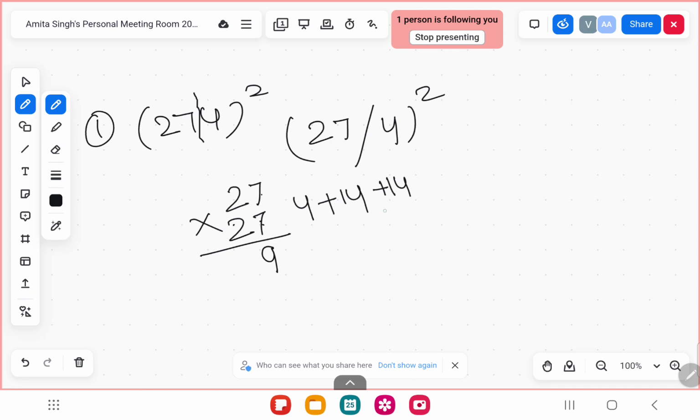Now we have to add these. After addition, we will get a 2 here. The total here is 32, and we write 2, and 3 will go into carry. 2 twos are 4, plus 3 is 7. So this is the square for 27.